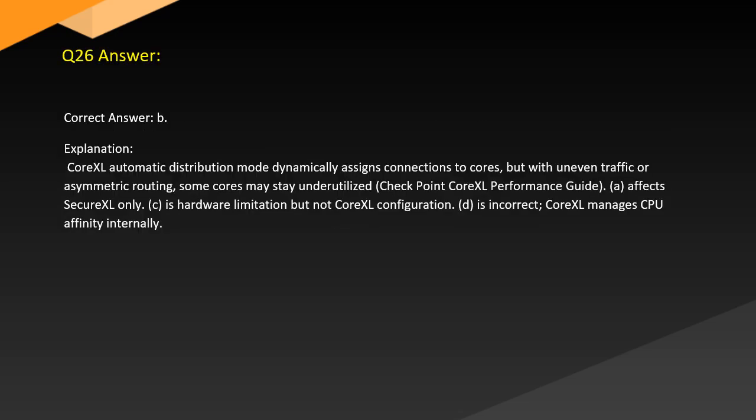Answer. Correct answer: B. Explanation: CoreXL automatic distribution mode dynamically assigns connections to cores, but with uneven traffic or asymmetric routing, some cores may stay underutilized. Check Point CoreXL performance guide. A affects SecureXL only. C is a hardware limitation but not CoreXL configuration. D is incorrect. A CoreXL managed CPU finishes internally.